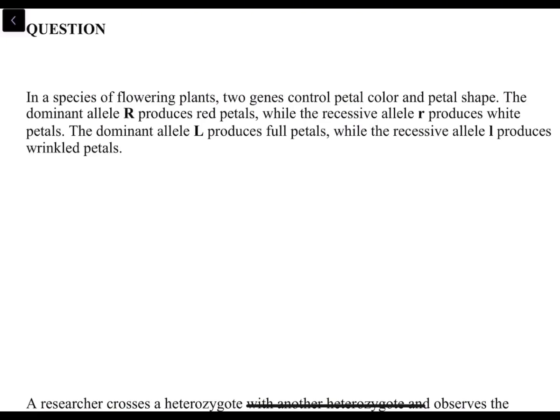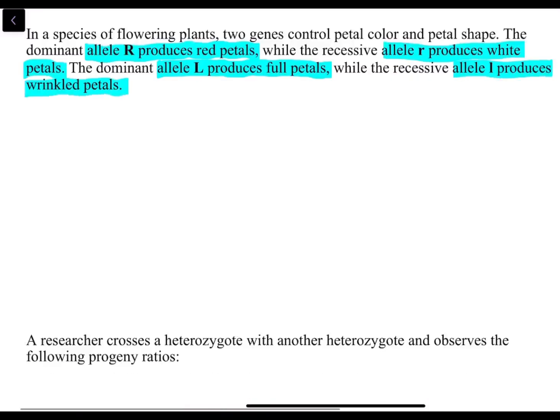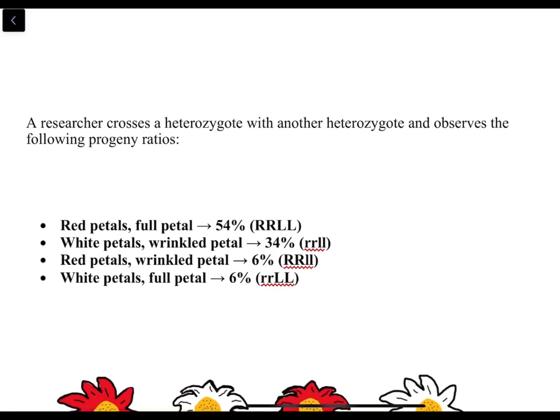In a species of flowering plants, two genes control petal color and petal shape. The dominant allele, big R, produces red petals, while the recessive allele, little r, produces white petals. The dominant allele, big L, produces full petals, while the recessive allele, little l, produces wrinkled petals. A researcher crosses a heterozygote with another heterozygote and observes the following progeny ratios. Since we know they're both heterozygotes, they must have the genotype big R, little r, big L, little l.